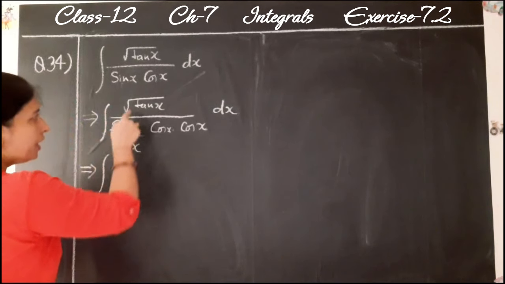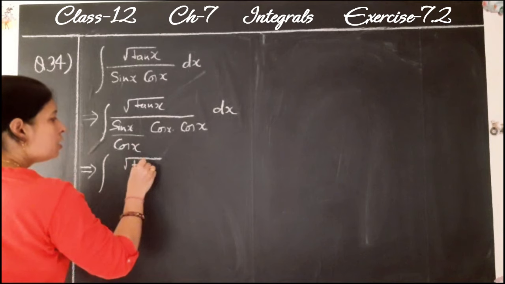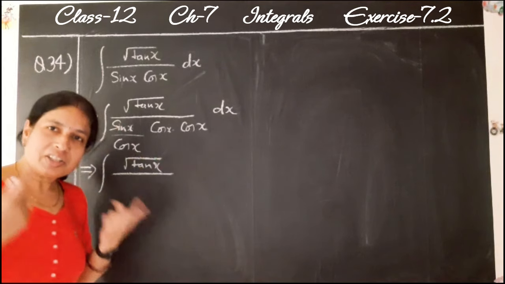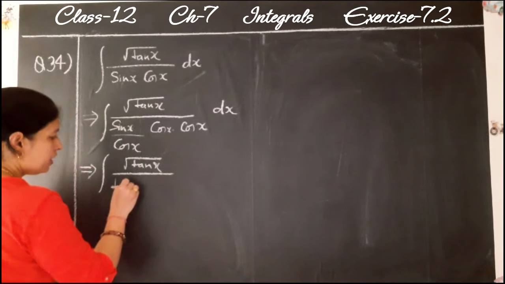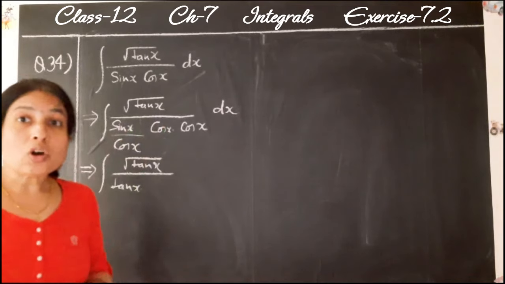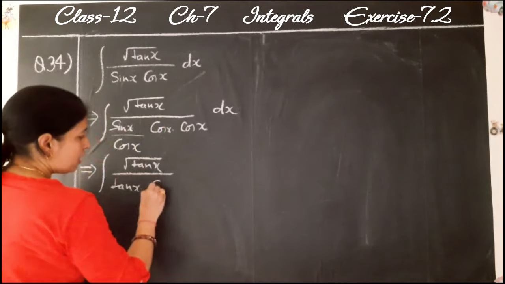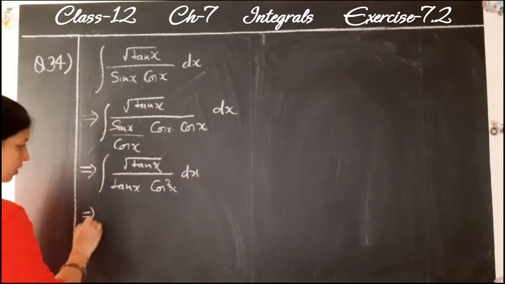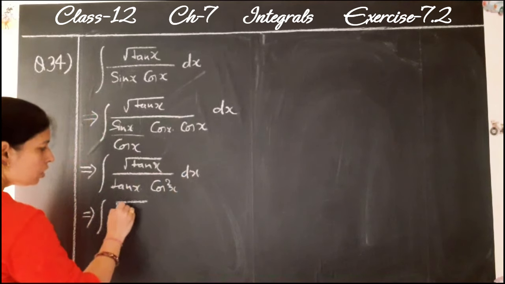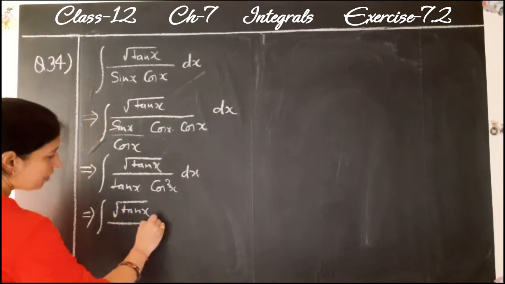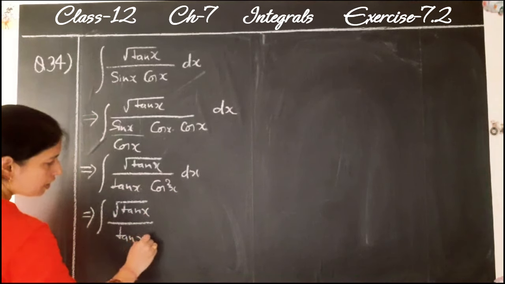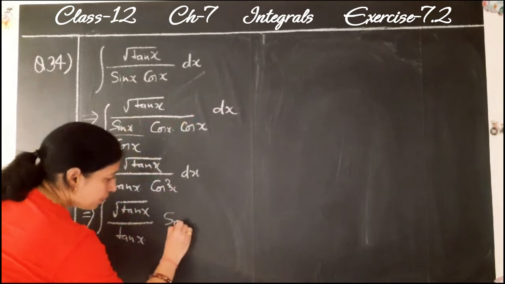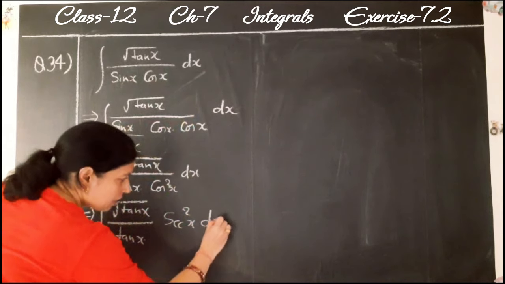Okay. Then write this root tan x as it is. And what is value of sin x by cos x? Yes, it is tan x. So it will be tan x. Right here tan x. Cos x into cos x will be cos square x. So right here cos square x and this dx. Then we can write root tan x divided by tan x, and 1 by cos square x is sec square x. So write here sec square x dx.